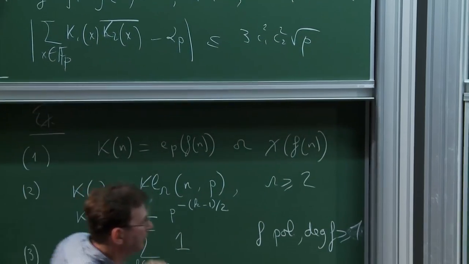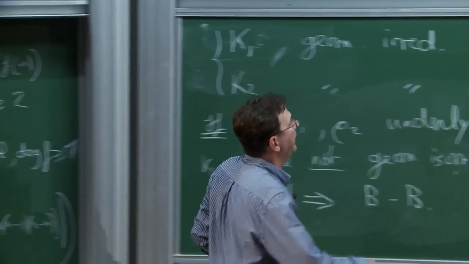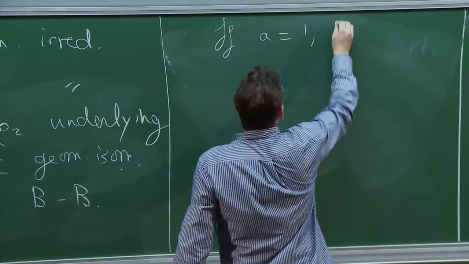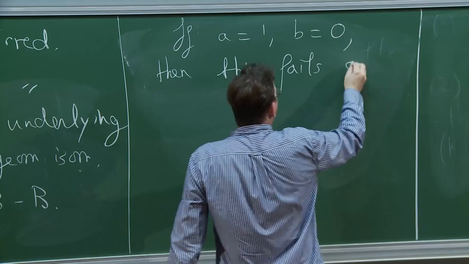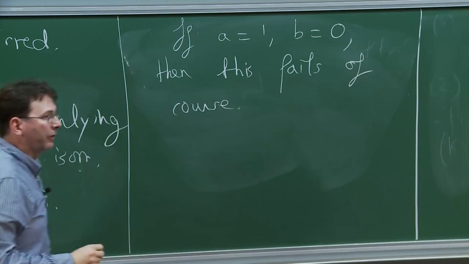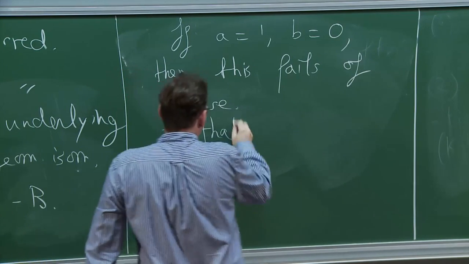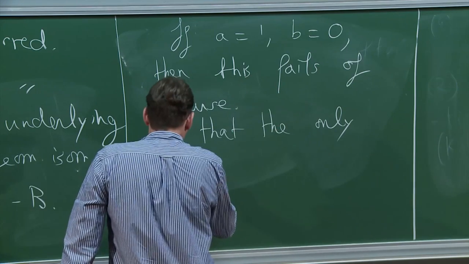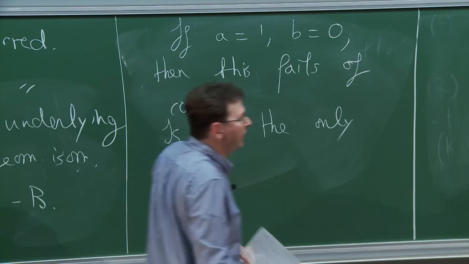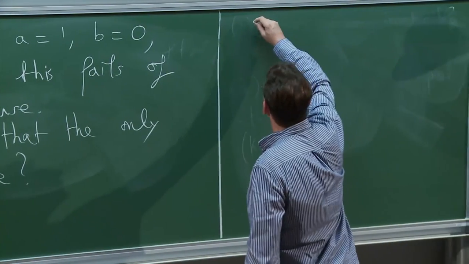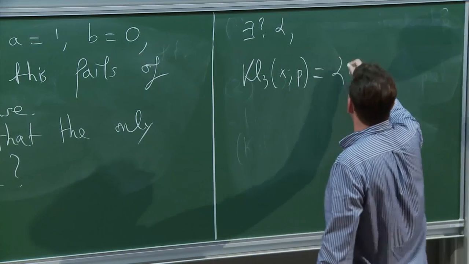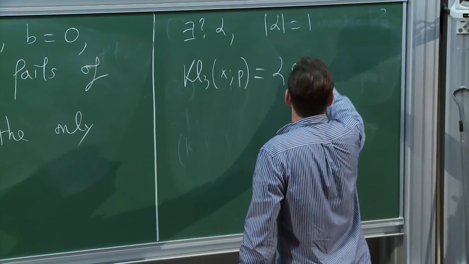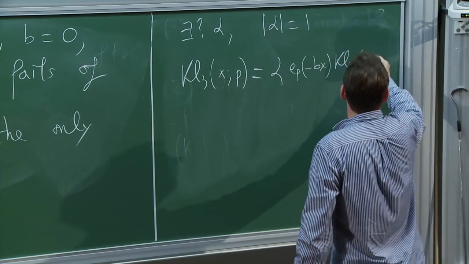Now, this can fail. So an obvious case where it's going to fail, if we think of this proportionality criterion, is if A is equal to 1, B equal to 0, then this, of course, fails. And we want to show these are the only cases. So is that the only case? In other words, we reduce to an a priori simple-looking, concrete problem. Does there exist an alpha with modulus 1 such that KL3 of x is always alpha times EP of minus bx, KL3 of ax?